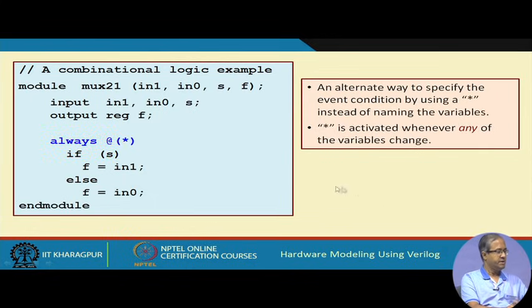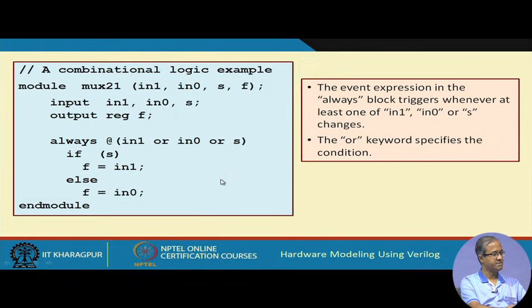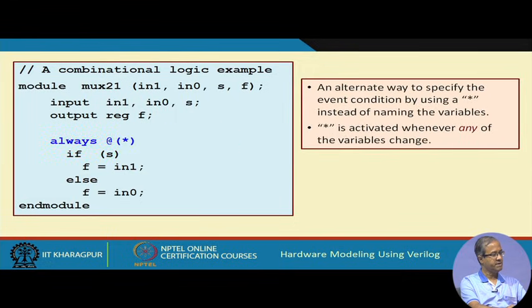Fine. As the third variation, instead of listing the variables, we can put a star. What does the star mean? Whenever any of the input variables changes, and here my input variables are in 1, in 0 and s, this always block gets activated and the block is executed. The body of the block is the same. So, these three versions are equivalent. You can see this is perhaps the most compact, and in many designs you may use this because it will make your code shorter.